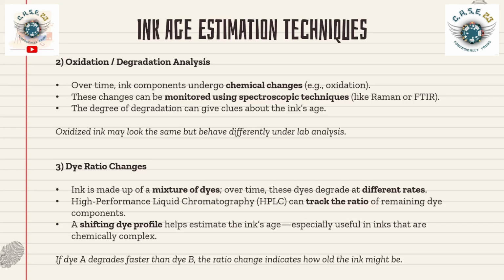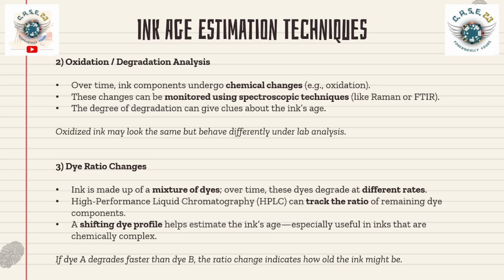Then the second technique used to estimate the age of ink is oxidation or degradation analysis. Now this one is all about chemistry. Over time, the ink on a document reacts with air, especially oxygen. This natural process is called oxidation and it causes the ink to go through chemical changes. And now here's the interesting part. Even if the ink still looks fine to our eyes, its chemical structure starts to break down with age. Forensic experts use special machines like Raman spectroscopy and FTIR, that is Fourier transform infrared spectroscopy, to detect these tiny changes. Based on the level of oxidation, they can estimate whether the ink is still fresh or much older.